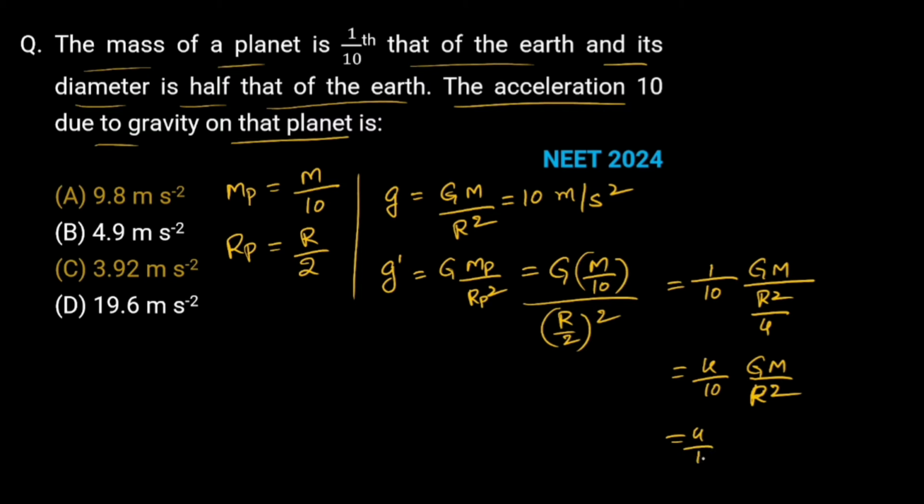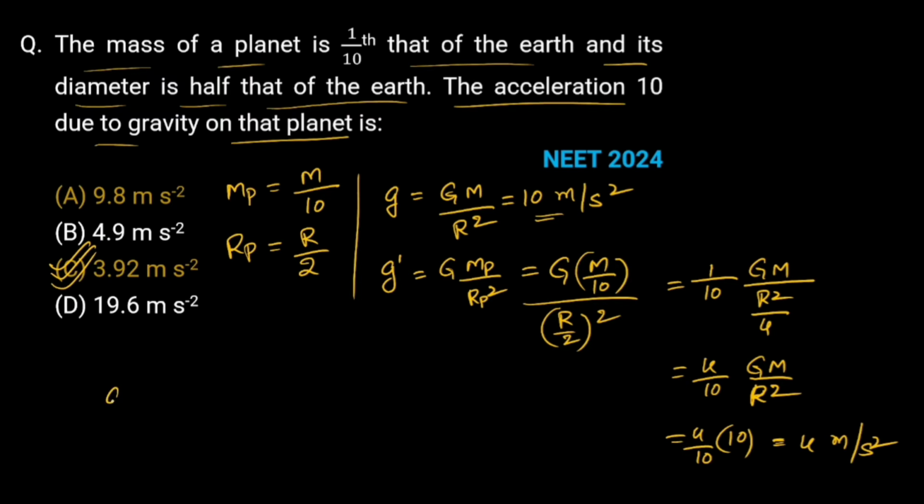It is 4 by 10, GM by R square, where GM by R square is approximately 10. Here it is approximately 4 meter per second square. So here 4, option C may be correct. It is closer to that value.